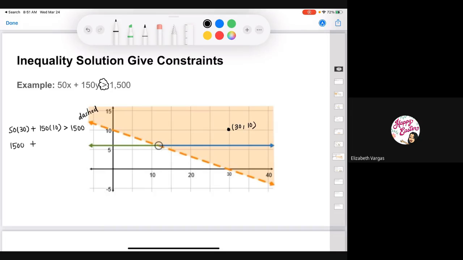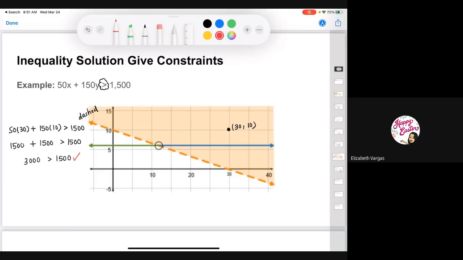1,500 plus 1,500. Add those together, that would be 3,000. Is 3,000 in fact less than or more than 1,500? Is 3,000 more than 1,500? Yes, that's true. So we would shade that part, and that's why that part is shaded.